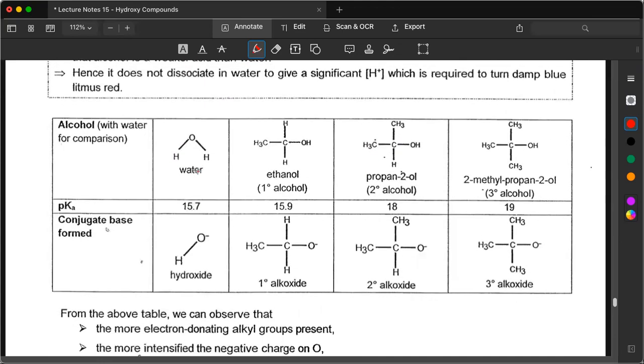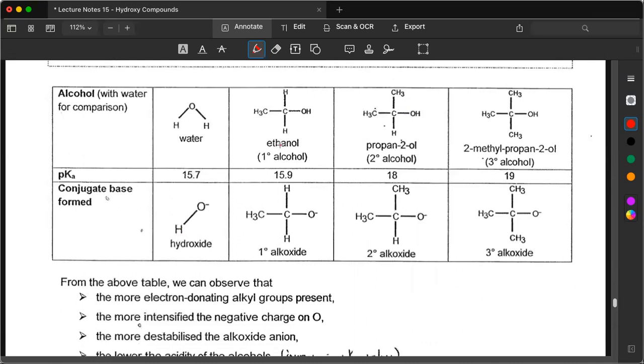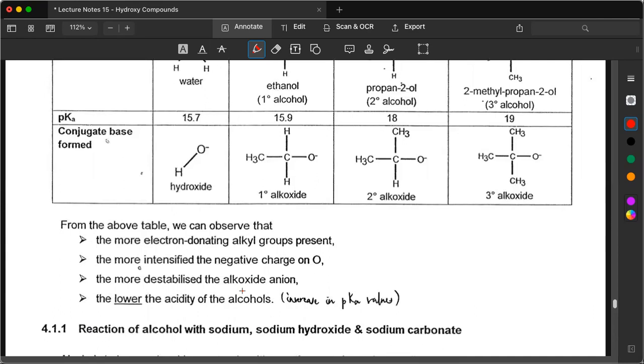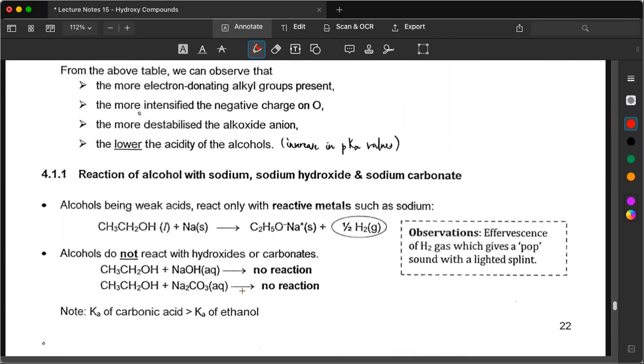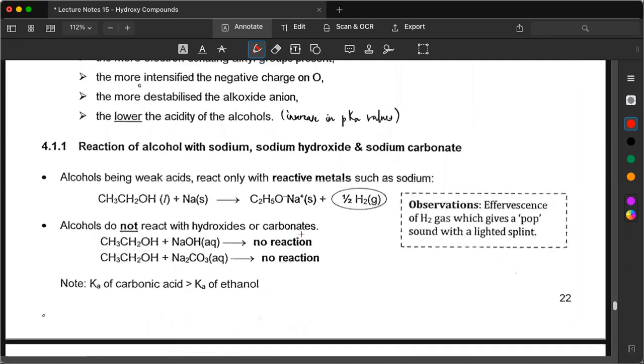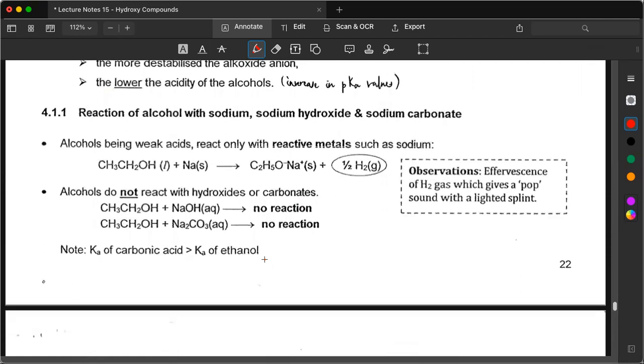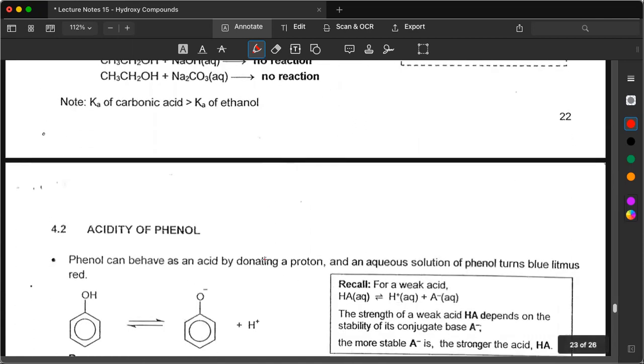But from this table, we can observe a few things. The more electron donating groups it has, the less acidic it is, and this increases the pKa value. Alcohol is a weak acid, so it can only react with reactive metal in a redox reaction to form hydrogen gas. But it does not react with carbonate or hydroxide. Also note that the Ka of carbonic acid is higher than the Ka of ethanol.